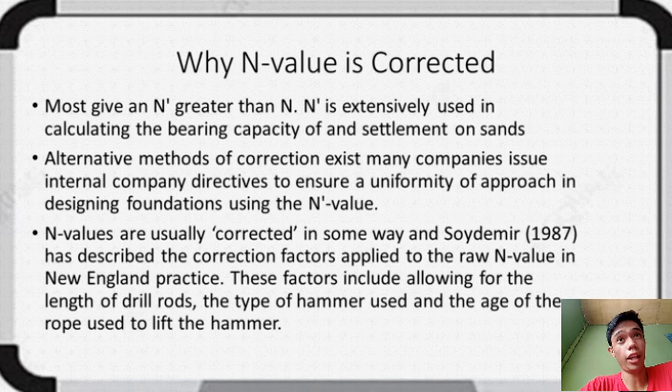Then lastly, n values are corrected in some ways, and Soydemir, an author, 1987, has described the correction factors applied to the raw n value in New England practice. These factors include allowing for the length of drill rods, the type of hammer used, and the age of the rope used to lift the hammer.